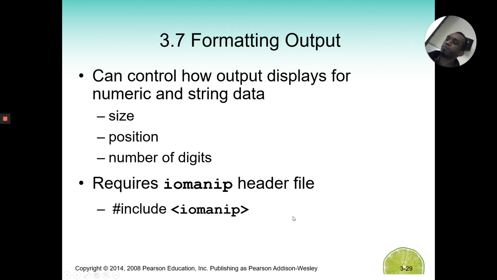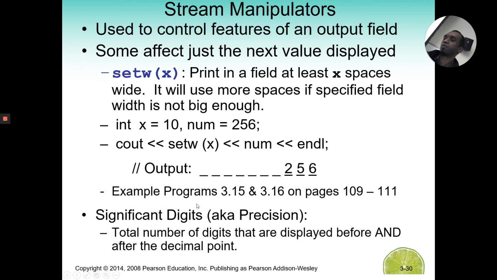You can format output. You can control how output displays for numeric and string data, whether it's the size, position, or number of digits. To use it, you need the iomanip header file, in addition to iostream. Then you have what are called stream manipulators, used to control features of the output field. Some affect just the next value displayed, such as setw, set width. You pass a value x, and it prints a field that's at least x wide. It will use more spaces if the specified field width is not big enough.